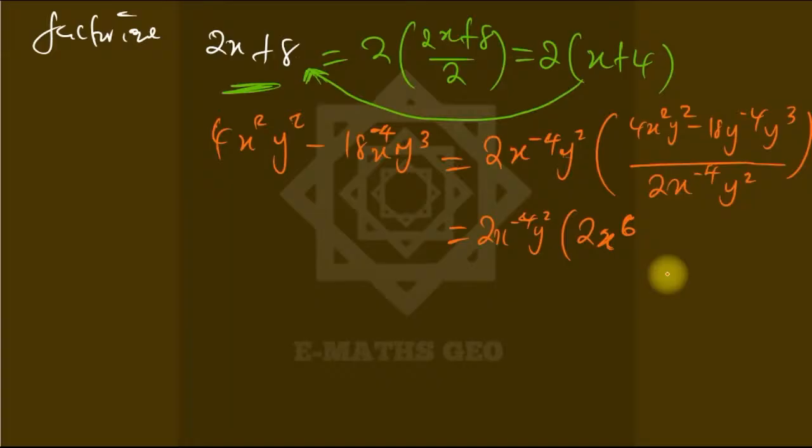We are done. The second one, minus 18 divided by 2 is minus 9. So x raised to power, okay, this is x, not y, so this is minus. So again, x raised to power minus 4, they are gone. y cubed, so 3 minus 2 is 1, y raised to power 1. So that's the answer. Have you seen it?